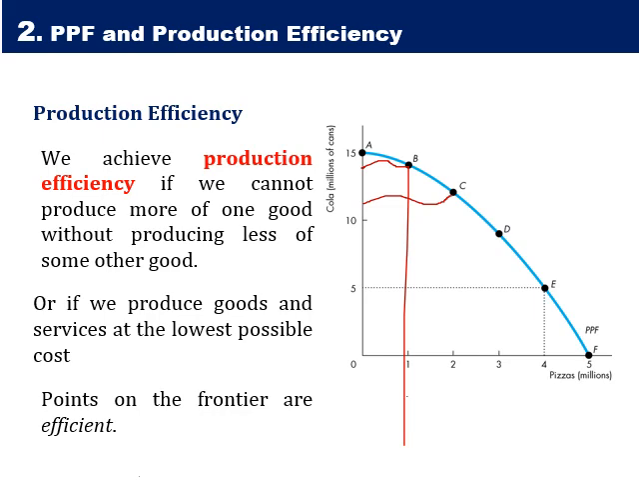So now if we try to apply the same analysis by moving between any 2 points, we will note that to increase the production of one good, we need to decrease the production of the other good. Why? Because we cannot use the same resources in the production of both goods at the same time. So achieving production efficiency means we produce goods and services at the lowest possible cost.